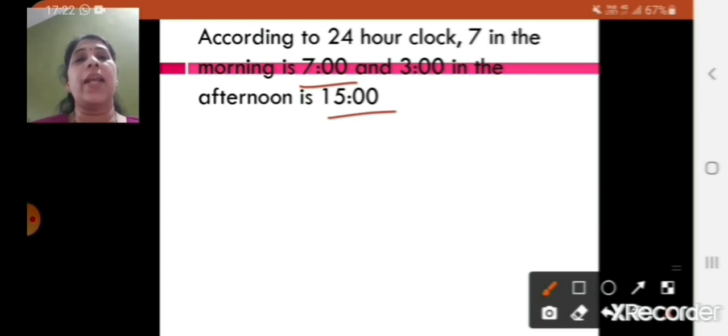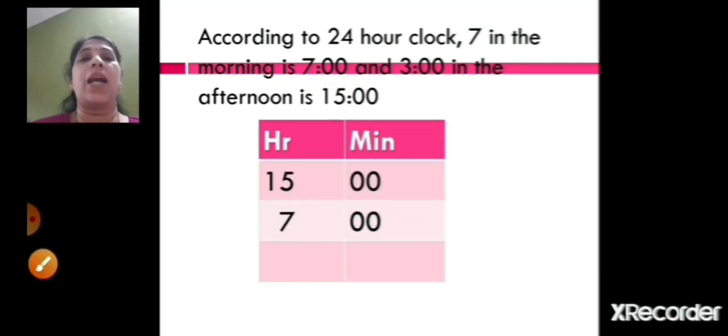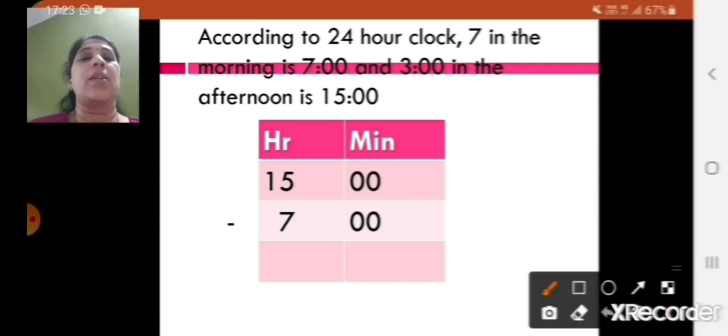So now we can find out how long the office is open, right? Again we'll prepare the table, hours and minutes. Now 15 is a greater number than 7, so first 15 will come. Minutes will be 0, 0. Next is 7, so minus 7. Now we can carry out the subtraction. This will be 0, this will be 0.